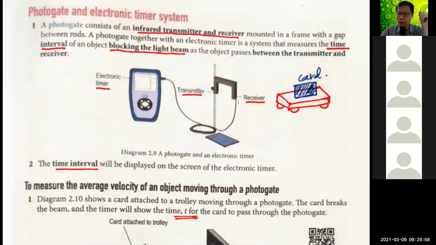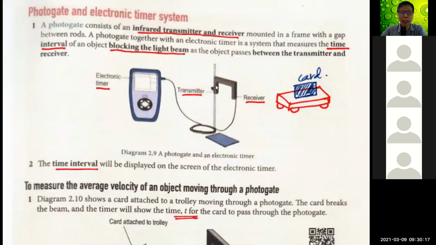I checked your syllabus, and there's one segment they put there: determine acceleration using photogate, and also determine the acceleration of gravity using photogate. So photogate becomes very important. Come, let's look at the paper.